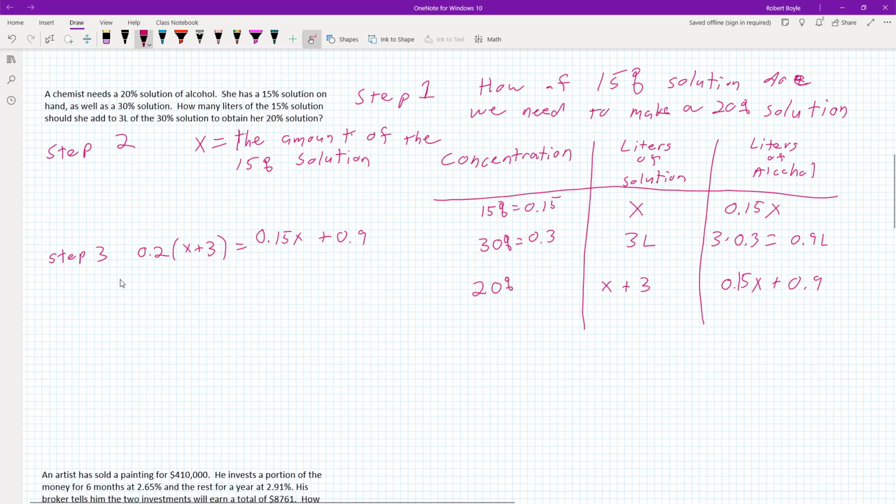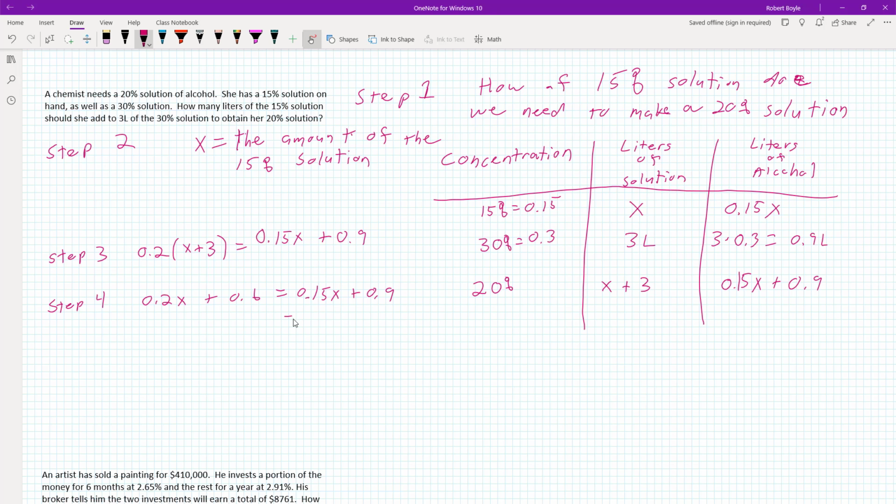Step 4, let's go ahead and solve the equation. Once we figured out step 3, we are good to go. In step 4, we isolate x, and the first thing we need to do is use the distributive property, and that will give us 0.2x plus 0.6 equal to 0.15x plus 0.9. Now we want to use the addition property to get all the terms with x over here and everything else over there.